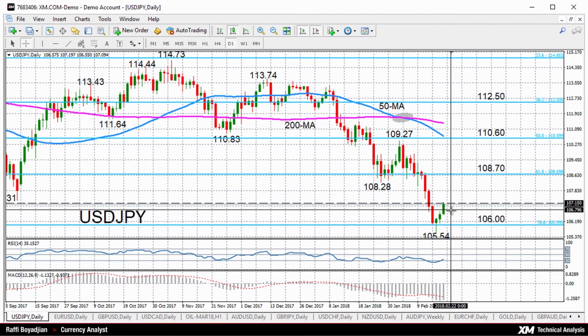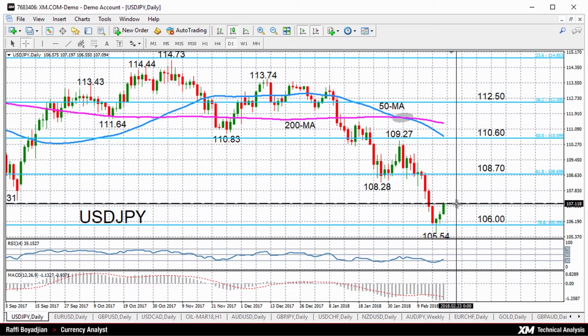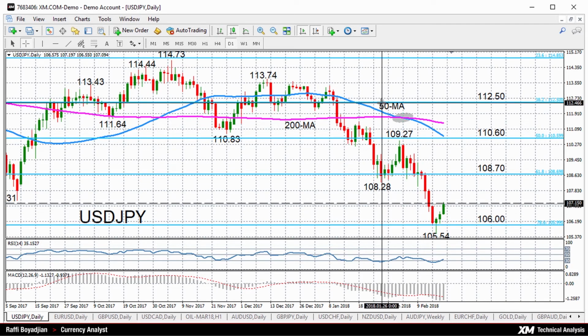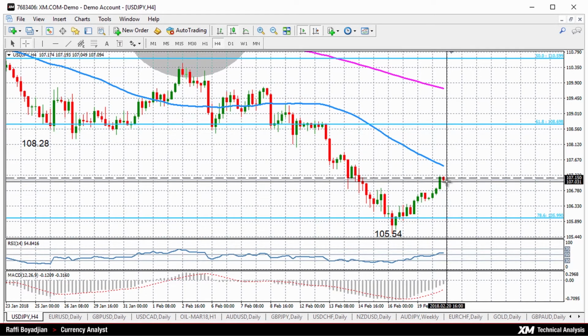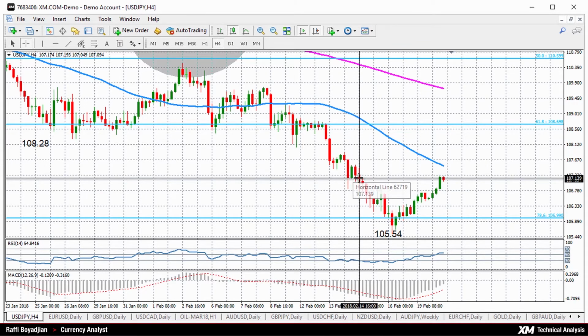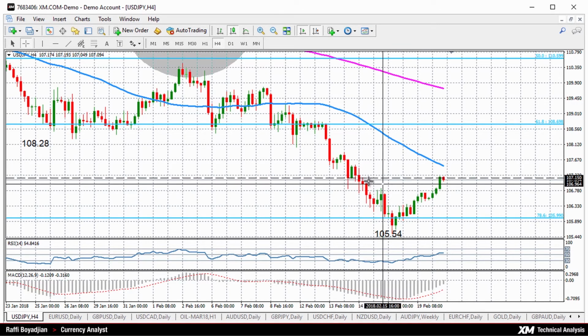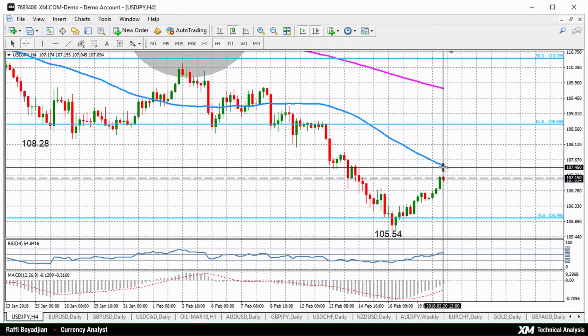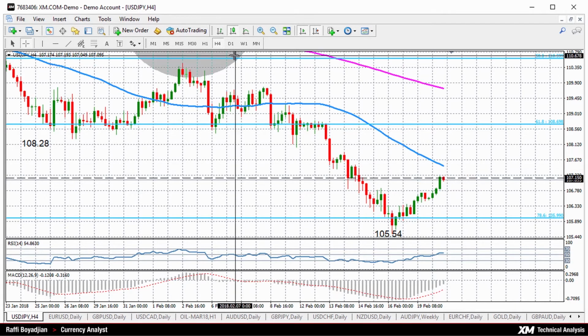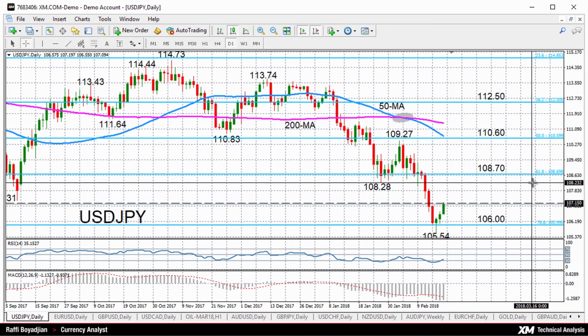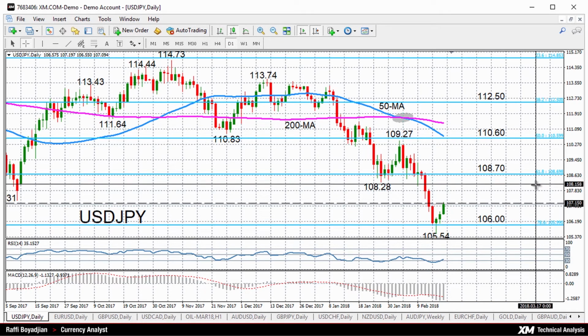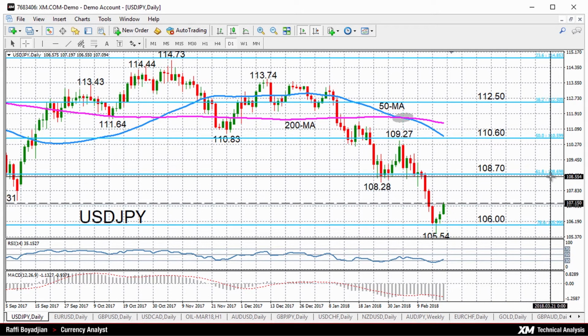We are seeing immediate resistance coming from around 107.15. If we quickly shift to the 4-hour chart, we can see there's been a bit of congestion around that area in the past. We have the 50-period moving average around 107.50.